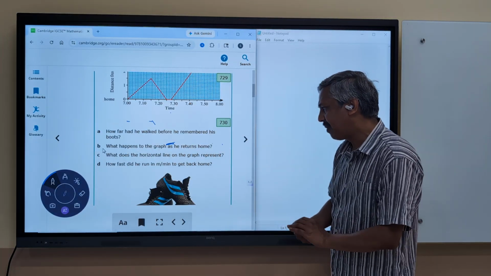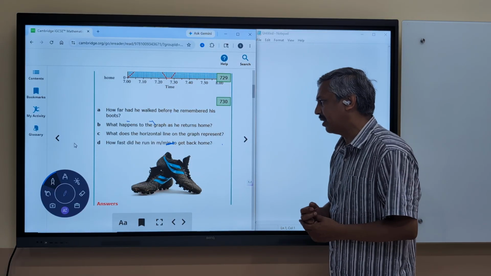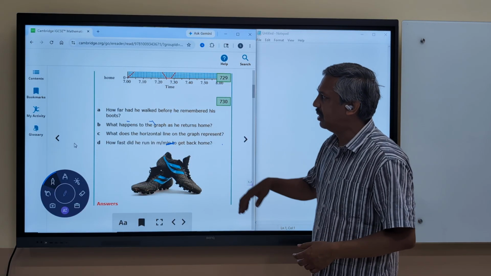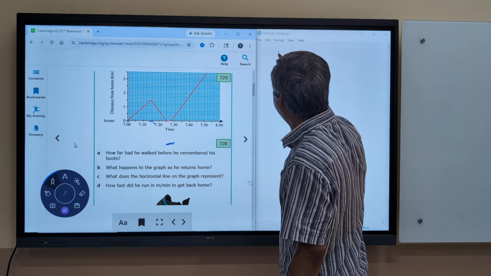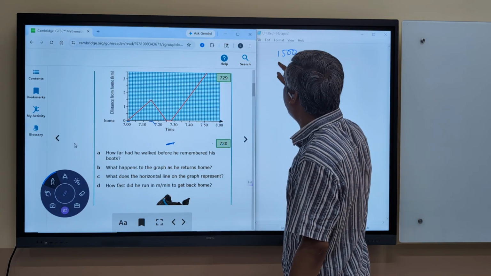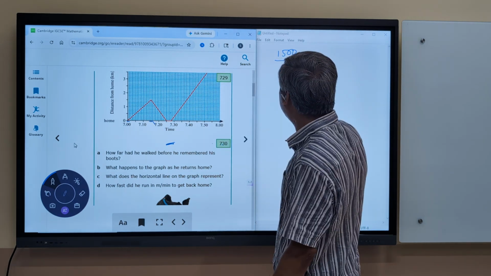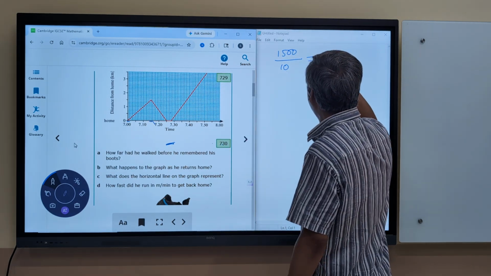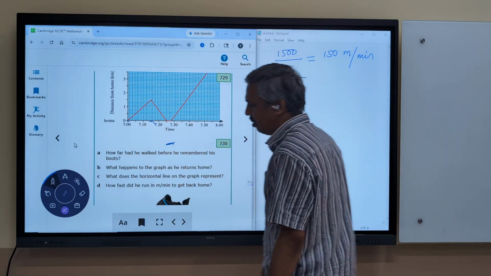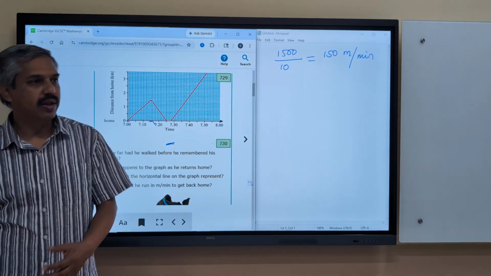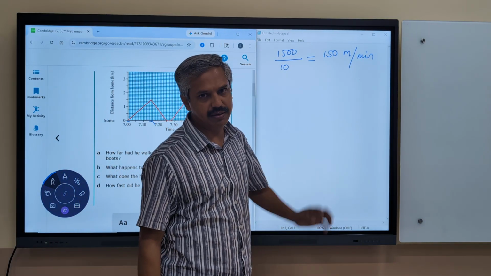Next, how fast did he run in meter per minute to get back home? Now see this is 1.5 kilometers. So we write 1.5 kilometers is 1500 meters, upon how many minutes? It took 10 minutes to run back. So this is 150 meter per minute. So this boy is running back at a speed of 150 meter per minute.